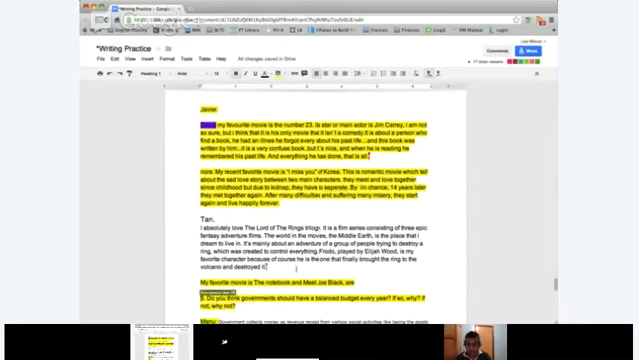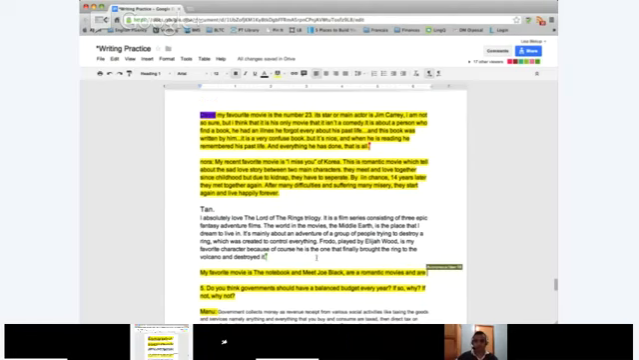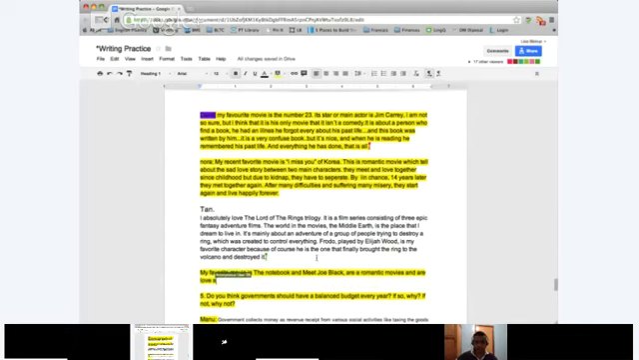I absolutely love the Lord of the Rings trilogy. This is a film series consisting of 3 epic fantasy adventure films. The world in the movies, Middle Earth, is the place that I dream to live in. It's mainly about an adventure of a group of people trying to destroy a ring which was created to control everything. Frodo, played by Elijah Wood, is my favorite.